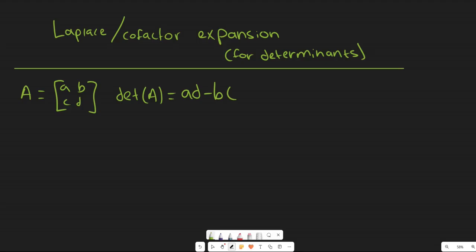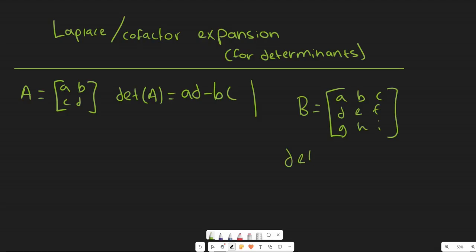So now what if your book asked you to calculate the determinant of something higher, like let's say B equals this matrix here, A, B, C. Now how would you calculate the determinant of B? Where of course A, B, C, D, E, F, G, H, I are all just real numbers. How would you calculate the determinant of B? So that's what we're going to be covering in today's video.